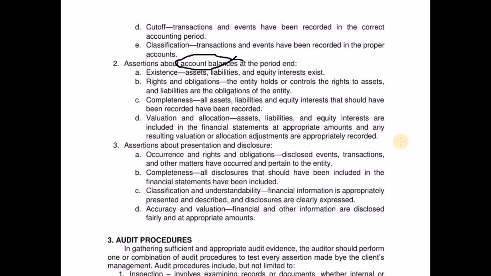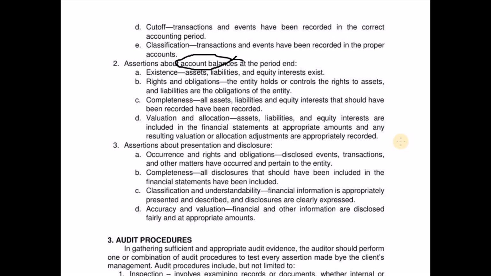And then next, valuation and allocation. Assets, liabilities, and equity interests are included in the financial statements at appropriate amounts, and any resulting valuation or allocation adjustments are appropriately recorded. So si inventory, example takla sa inventory. Unsaon ba pag-measure sa inventory? Inventory should be measured at lower of cost or net realizable value per PAS 2. Karon, ang atuang buhaton ani as auditors kay mag-try ta og recompute or mag-try ta og evaluate sa amount sa inventory sa ato ang client. If tama jud ba ang ilang valuation or kung unsa ba yung ilang gigamit, kung nag-FIFO ba sila, ing ana. Should also be taken into consideration.